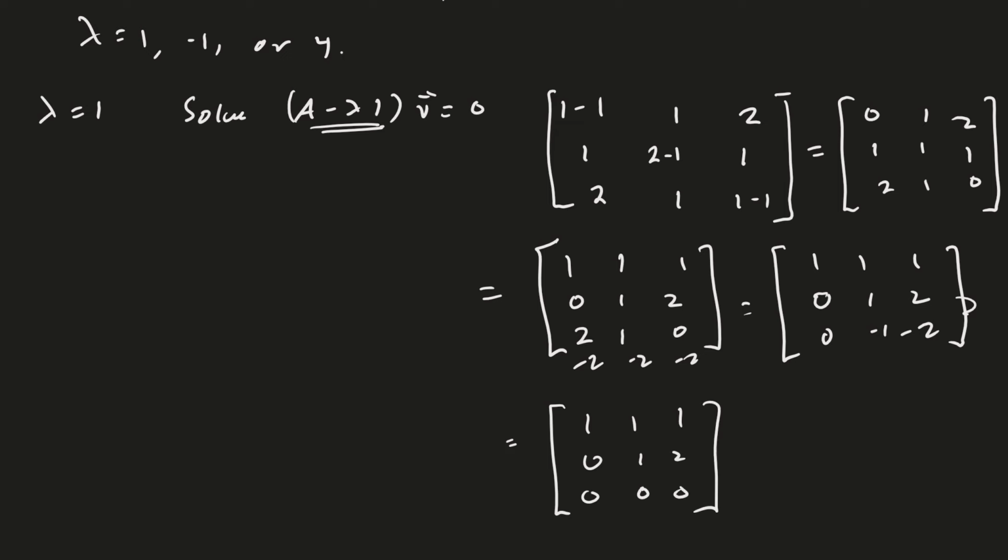Okay, well, we're not finished yet, right? Because this is our pivot, this is our pivot, so I should get rid of this 1 first. So that would be a minus 1, minus 2.